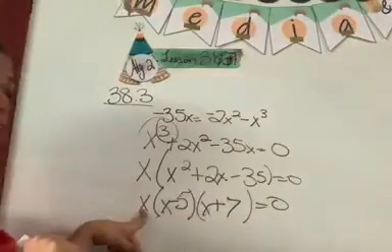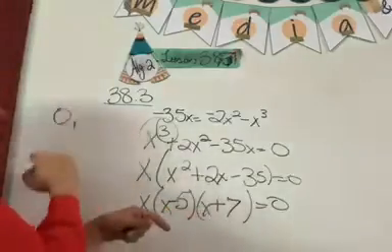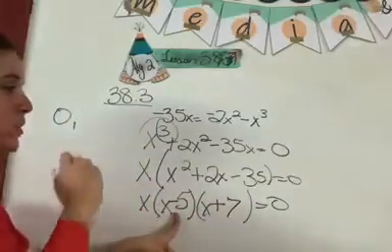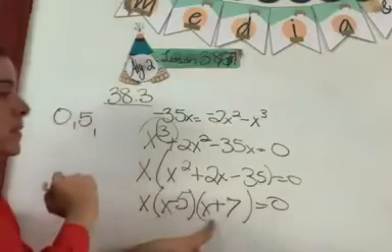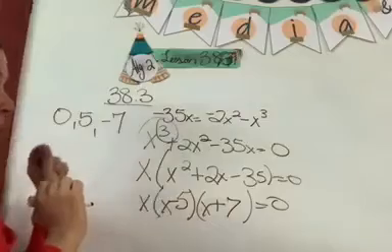So x is 0, first of all. This x outside means that x equals 0. So that's one solution. X minus 5 equals 0, so a positive 5 is another solution. And then x plus 7 equals 0, so it's a negative 7 solution. Okay? Now we gotta check it.